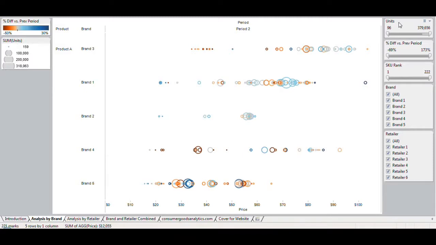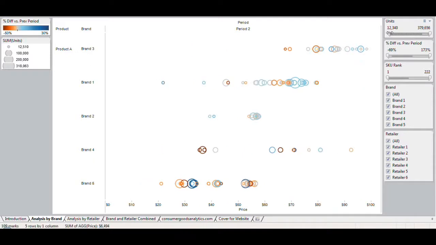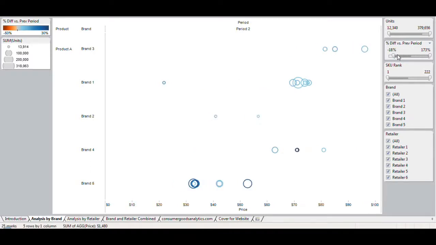So let's say we only wanted to look at the SKUs that are more than maybe 10 or 12,000 units. We can move that slider, and that's going to remove all the small SKUs from the specific visualization. Now let's say we only want to look at the SKUs that are performing well, so we can also move the percentage difference versus the previous period to, let's say, minus 17 or 18%, and it's only going to leave the few SKUs that are performing best in the marketplace.